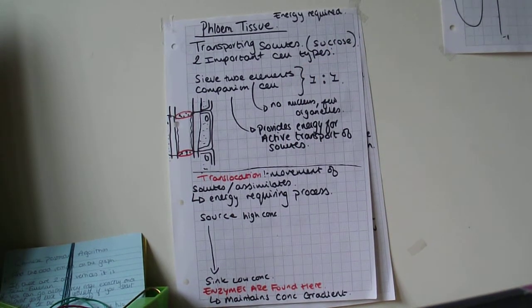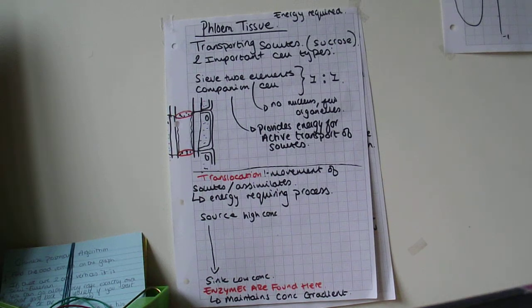So the reason you actually need a companion cell is because the sieve tube element has no nucleus, as you can see in the diagram, and it's got few organelles, so there's literally nothing inside it, and that means it can't carry out living processes such as providing energy. It's got no mitochondrion. So that's why the companion cell is needed. So the companion cell provides energy for active transport of solutes.